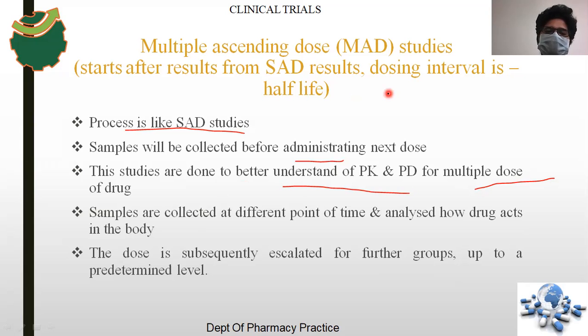Is there any problem? No. Then you start giving 700 mg or 750 mg in the morning, afternoon, and night. If you see any problem at 700 mg, you stop there and make that the standard dose, and repeat the same in the next batch to confirm whether it is safe or not. So like that, you give multiple doses and see the results. Here you collect samples at different points of time and analyze how the drug acts in the body, nothing but your ADME.